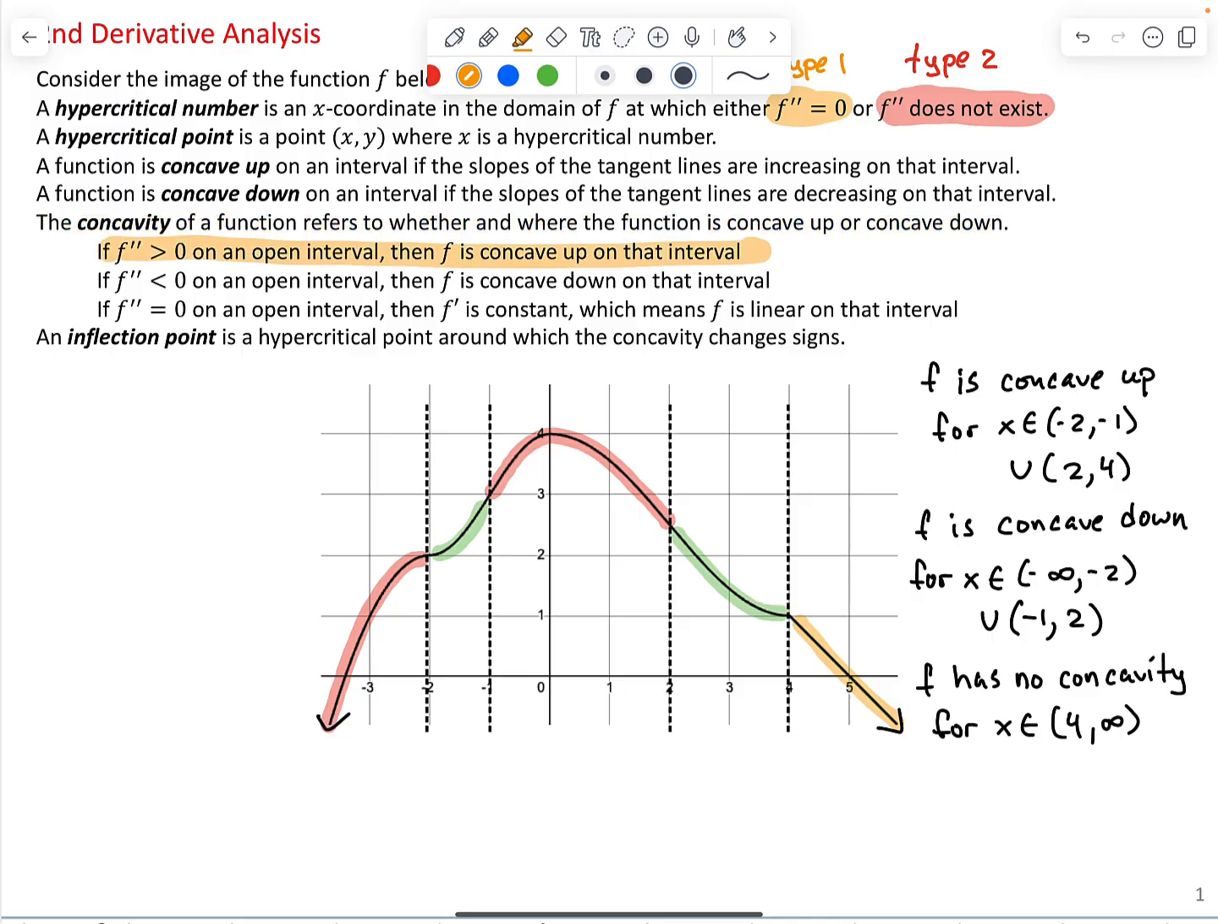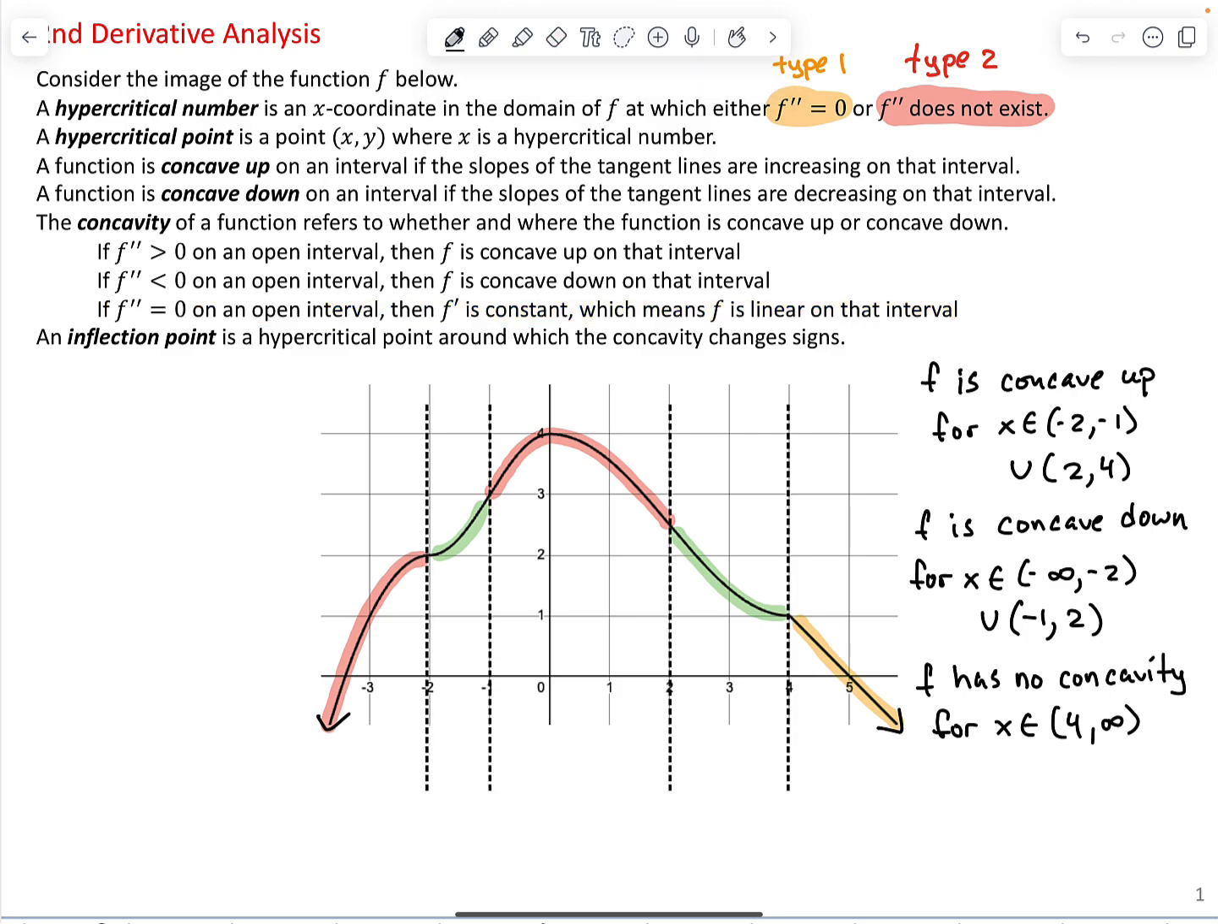Now the connection to second derivatives. If the second derivative of a function is positive on some open interval, then f will be concave up on that interval. If the second derivative is negative on an interval, then f is concave down on that interval. And if f double prime is 0 on an open interval, then f prime is constant, meaning the slopes of the tangent lines are constant, which means that f is linear on that interval. Think of that backwards. If you begin with a linear function, such as mx plus b, then the first derivative will be m, which is constant, and the second derivative will be 0.